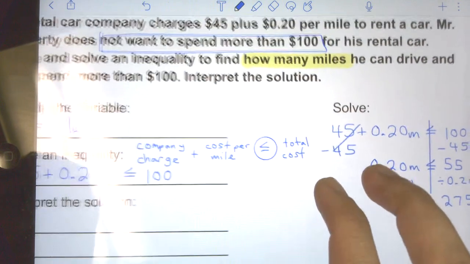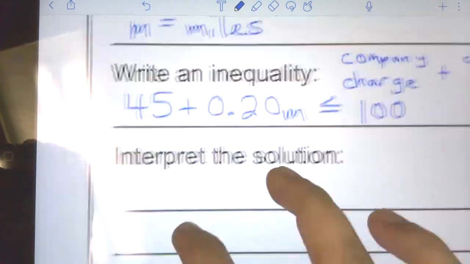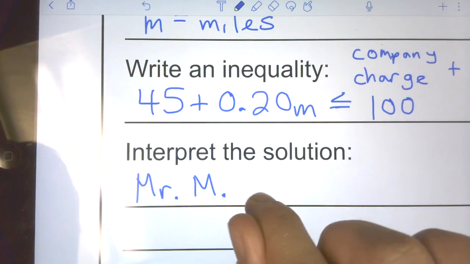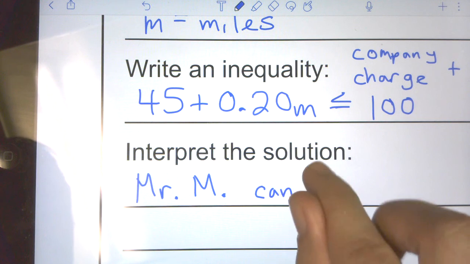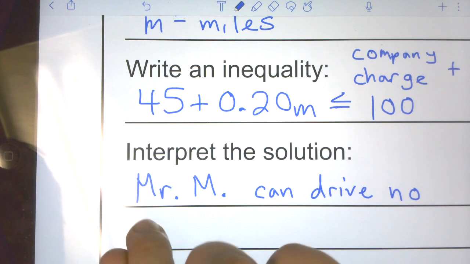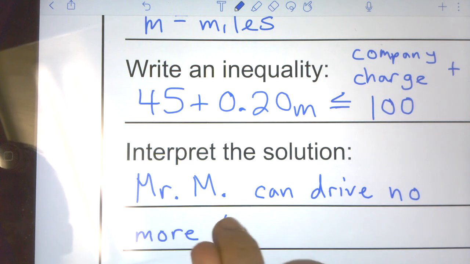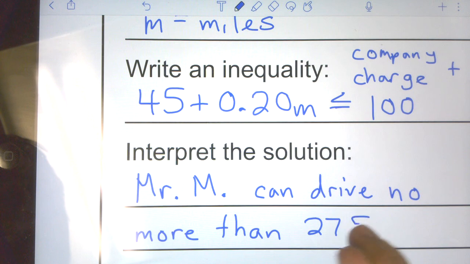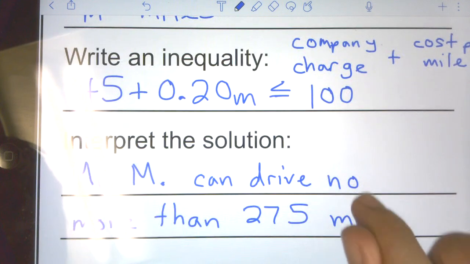So the interpretation then of that would be, I'm going to say Mr. Moriarty can drive no more than 275 miles.